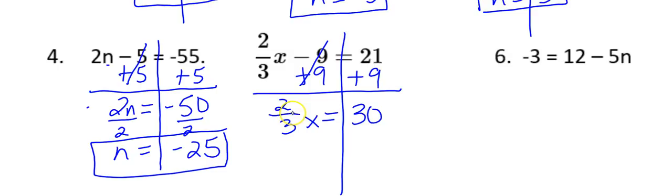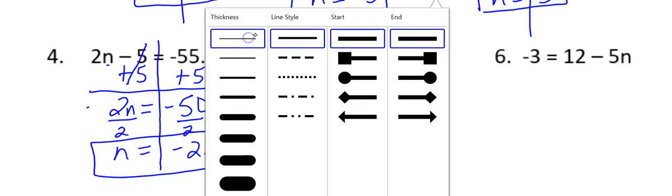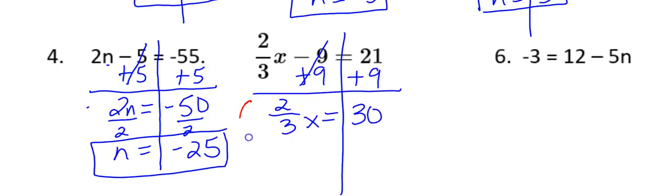So remember, when I get rid of my coefficient here, when I get rid of my fraction, I'm going to multiply by the reciprocal. We talked about that in class. Because 3/2 times 2/3 is 1x, and that's what we want. So we're going to multiply both sides by 3/2. And the way you do that is you're just going to multiply across.